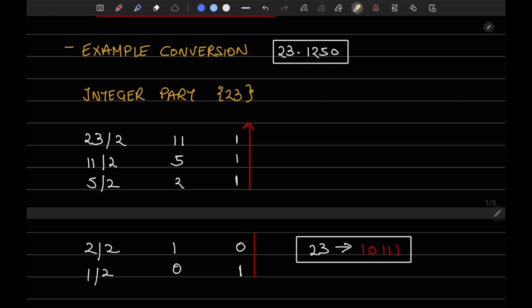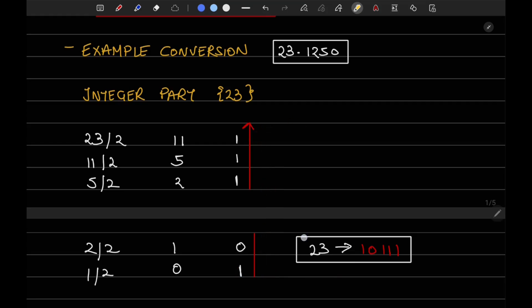So we'll be taking the example 23.125. The integer part here is 23, so we divide 23 by 2, getting the quotient 11, and recording the remainder as 1. Moving forward, dividing the quotient 11 by 2, getting 5, recording the remainder. We do this process until we get 0, and the remainder here becomes the most significant bit. So while recording the actual number, we go from here to here.